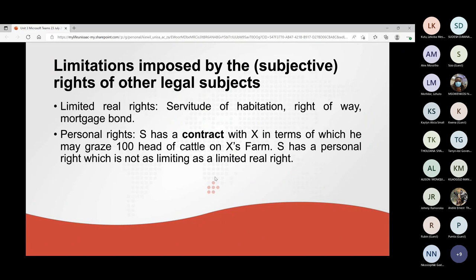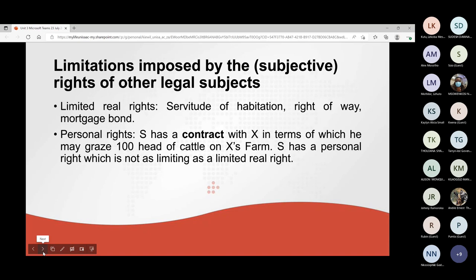Now, an example of a personal right, remember, a personal right is different from a personal servitude. Remember to draw the distinction between personal rights and personal servitudes. An example of a personal right is where S has a contract with X in terms of which he may graze 100 head of cattle on X's farm.